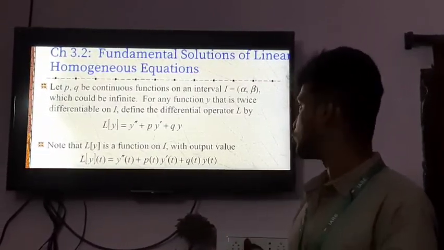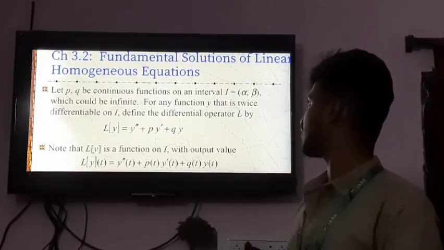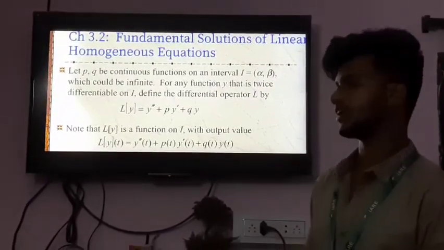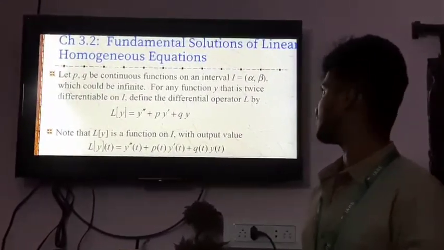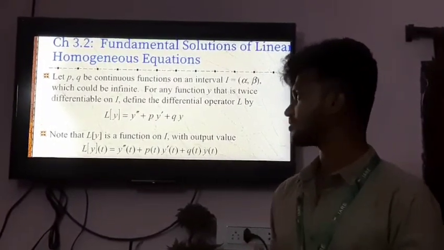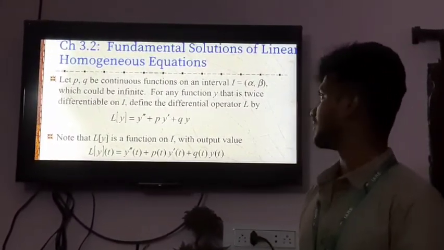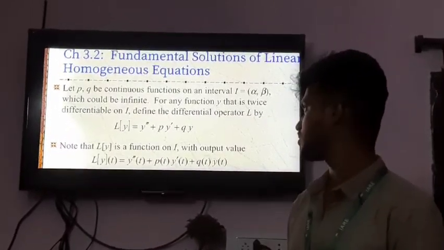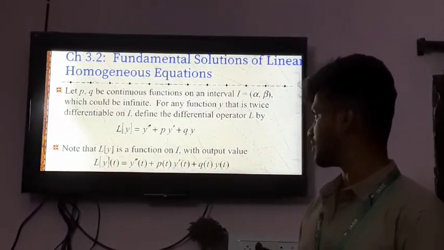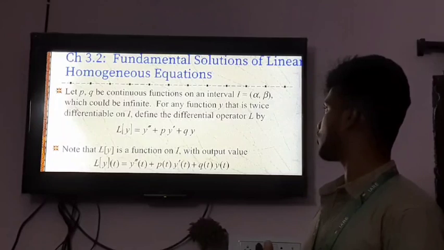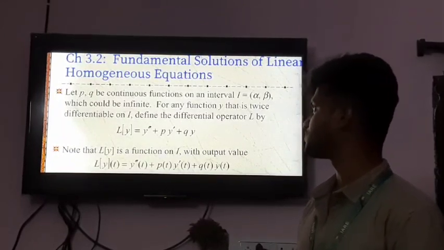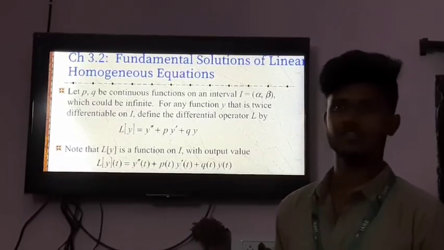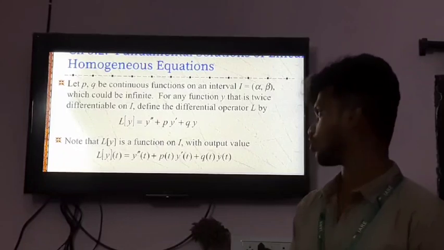Let p and q be continuous functions on an interval I equals alpha comma beta. For any function y that is twice differentiable on I, define the differential operator L of y equals y double dash plus p of t times y dash plus q of t times y, where p and q are functions, and y double dash is the second derivative of y.